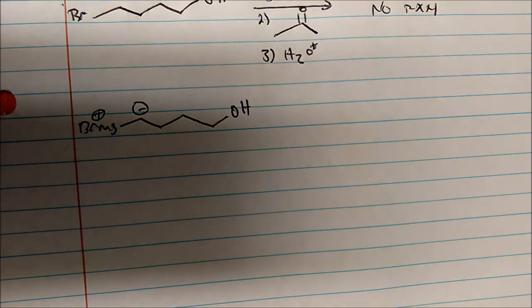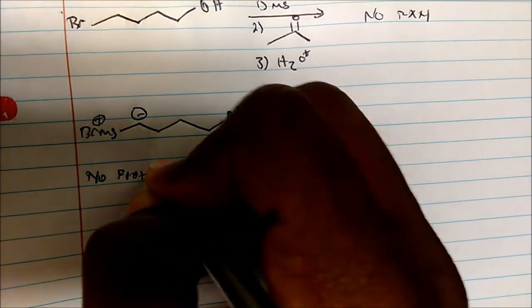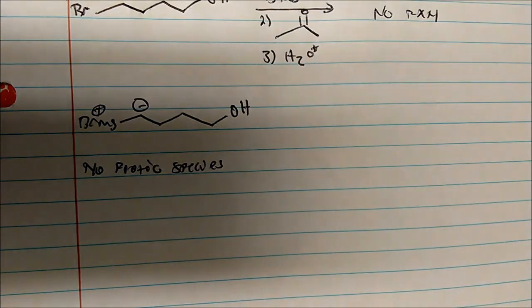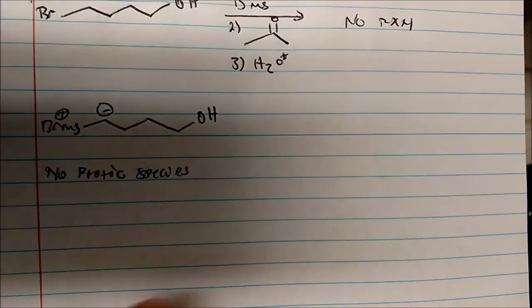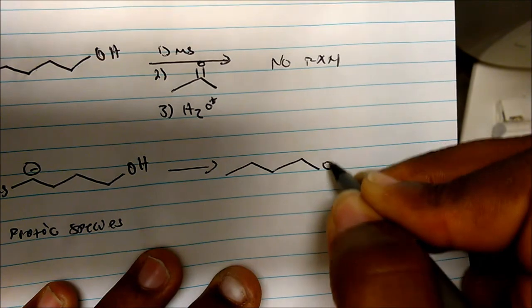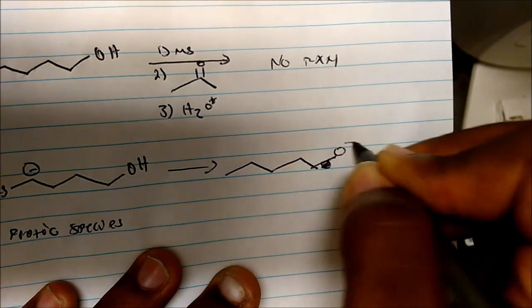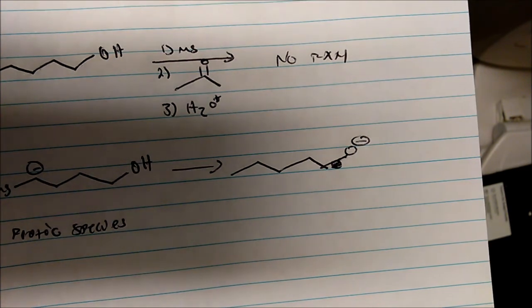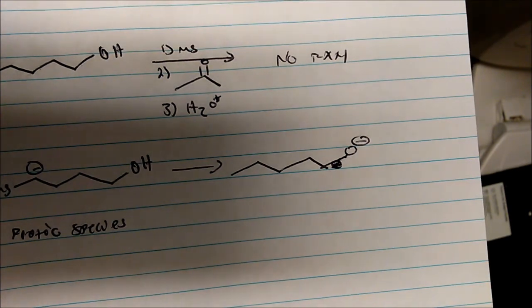Now, remember, the rule for Grignard reagents is that there should be no protic species. Essentially, when you have protic species, the molecule is just going to react with itself, and you're going to get an oxygen that's deprotonated. So that's not good. So what you want to do to carry out the synthesis, and I think I'm going to have to stop this video here.